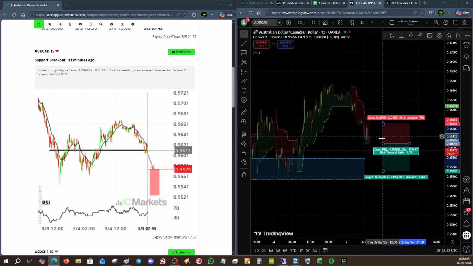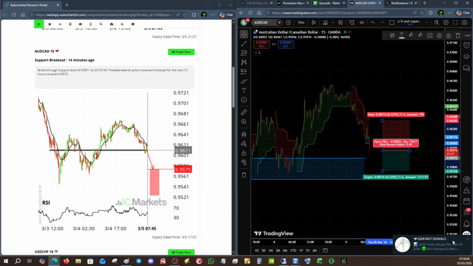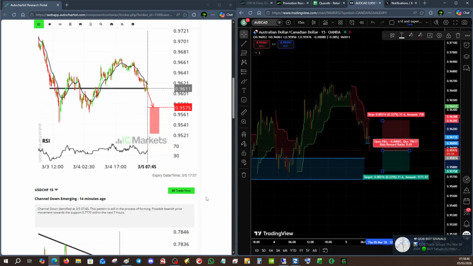So could enter now. Stop loss would be at the super trend. So how's that? And it's not a very good trade. Yeah, we're too late on that one, but that's okay. So that's not very applicable.